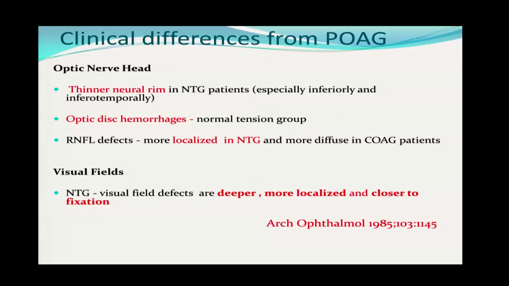So that's again, there are a few things which need to be kept in mind when you are diagnosing. In the NTG, the neuroretinal rim is obviously thinner. They tend to get more hemorrhages. The defects tend to be more localized and sharper. And the visual fields are more central and there are deeper scotomas. So these are relative, and none of them is very pathognomonic of NTG, but that's the pattern generally we see in this kind of glaucoma.